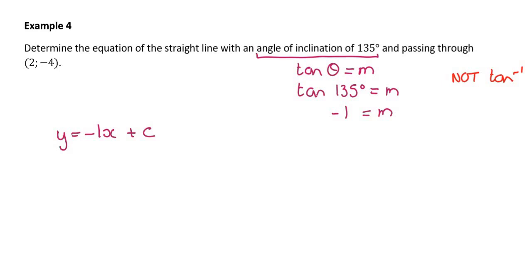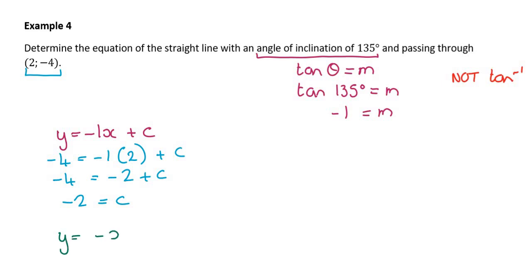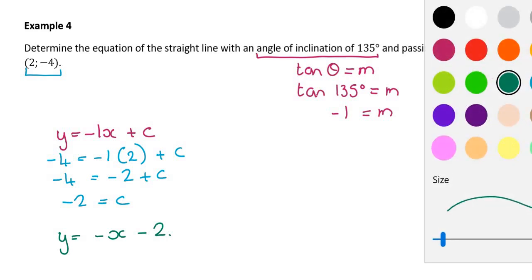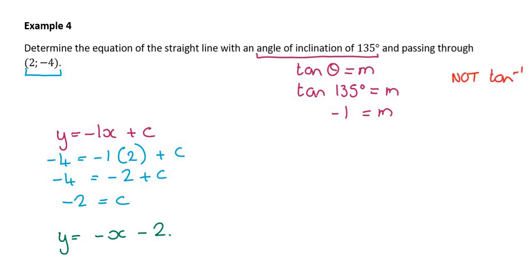And we've been practicing this concept. I have a point on the graph, so sub in my point, negative 1 times 2 plus c. So negative 4 equals negative 2 plus c, and c is negative 2. So don't forget to answer the question. The equation of the straight line is negative 1x or negative x minus 2. So I think the most important thing is the moment you see angle of inclination anywhere, the only thing we know about angle of inclination is that tan theta equals m. That's it. It's on our formula sheet, and that's pretty much all we have available to us.